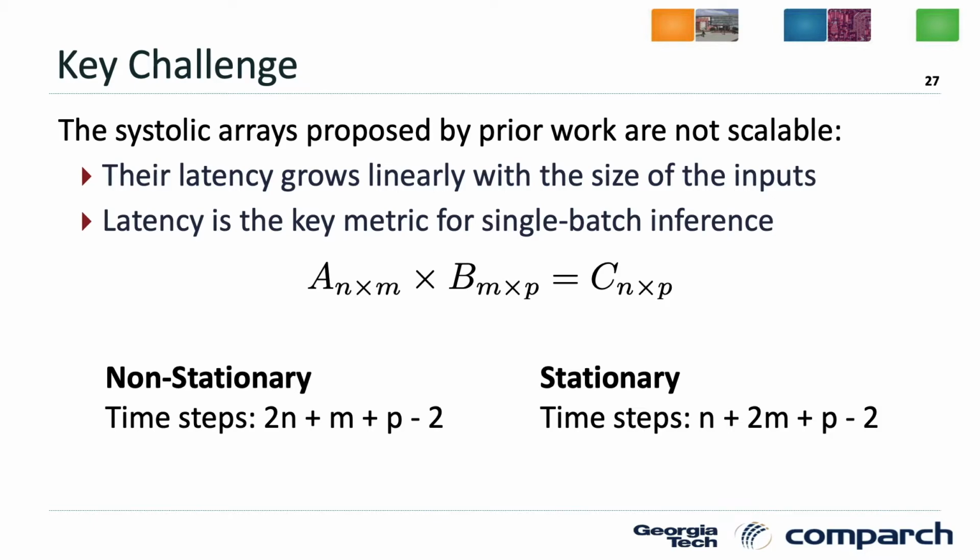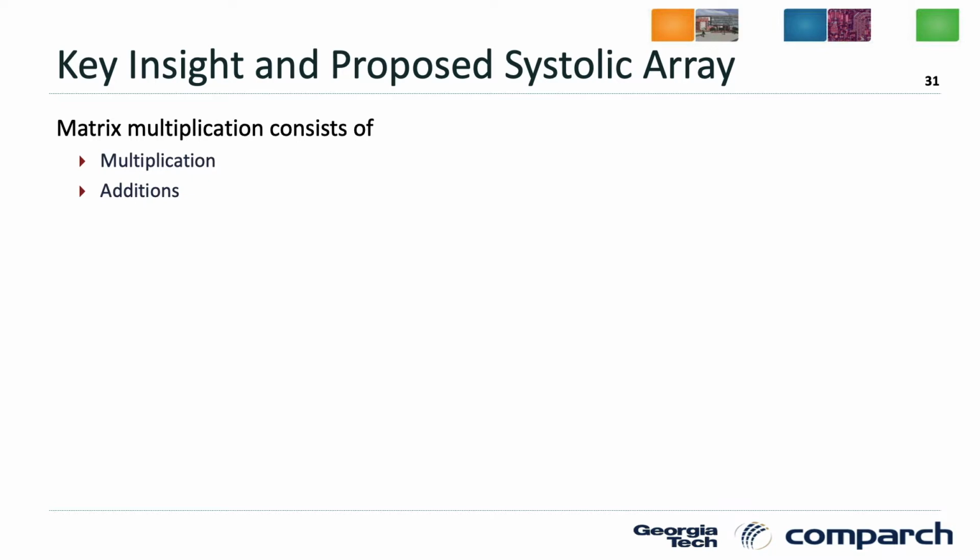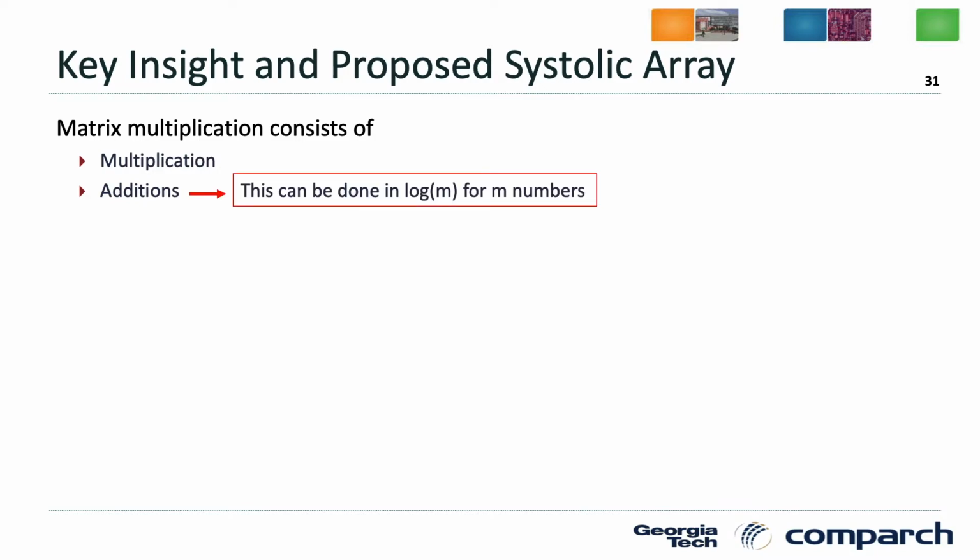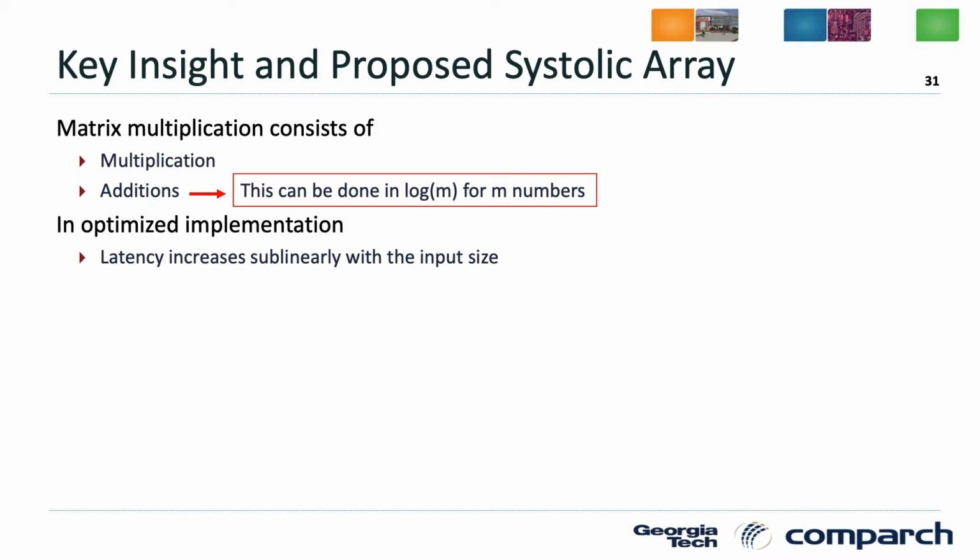Till now, we saw that both types of systolic arrays proposed by prior work have a common challenge of scalability, which means that the latency of both of them increases linearly when any dimension of any operand increases, which is not the optimized latency. In fact, matrix multiplication consists of multiplications and additions, among which adding m numbers can be done in log m rather than m steps. Therefore, in an optimized design, latency should be able to increase sublinearly with the input size.